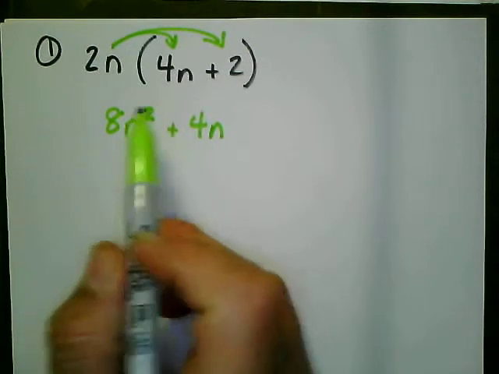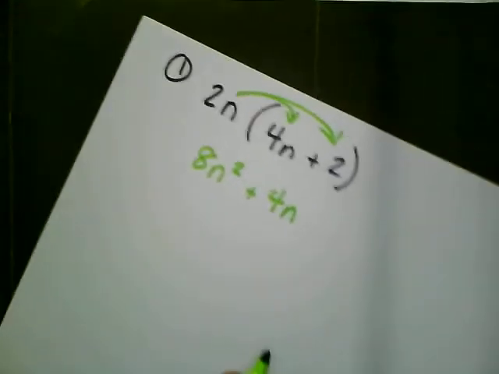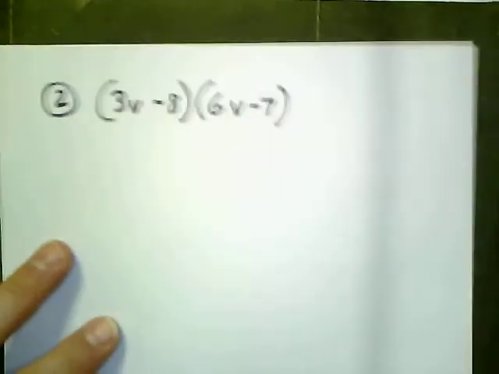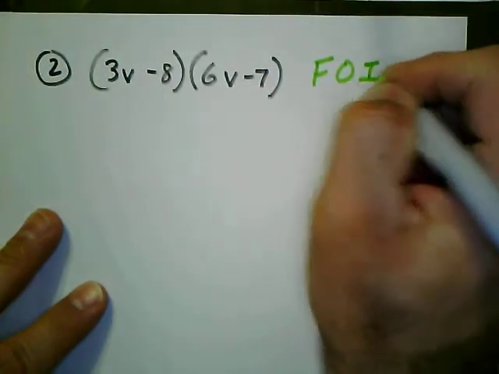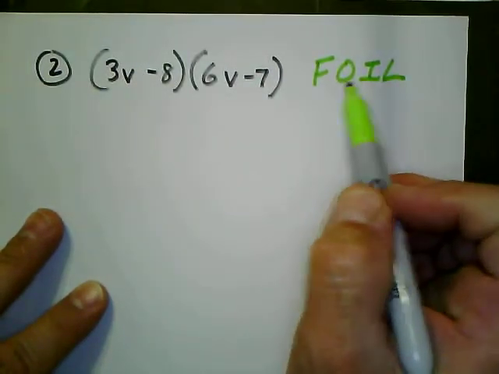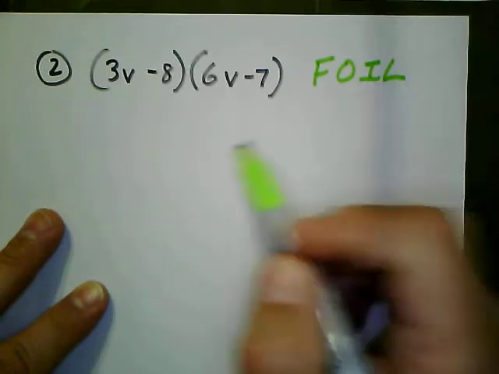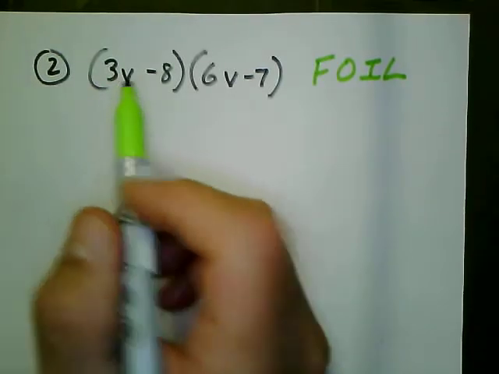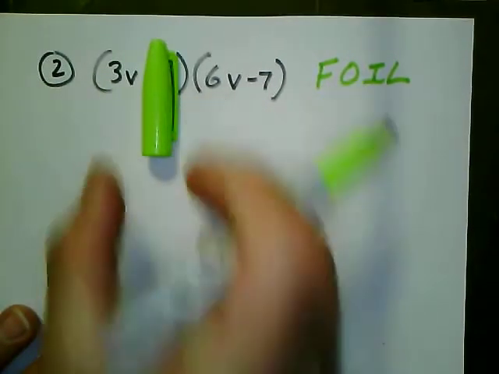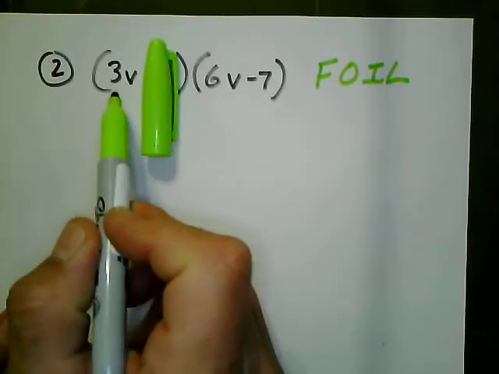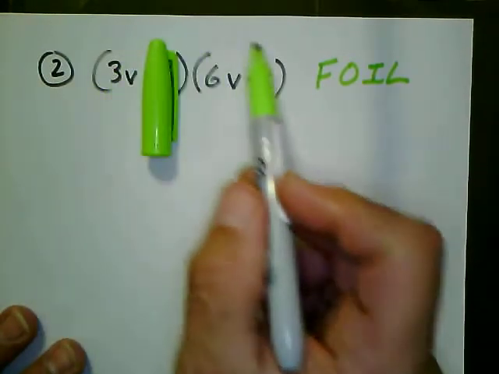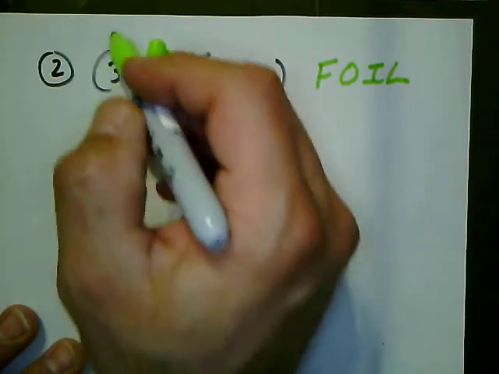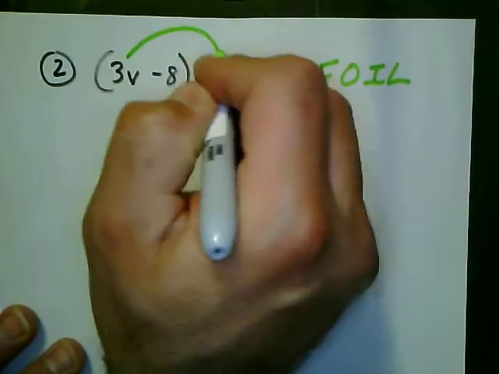Well, that's distribute. What we're going to look at here is a little bit of double distributing, which people like to call the FOIL method. FOIL stands for first, outside, inside, and last, and we'll get to that. So what I want you to do is pretend, I put this cap over it, that that part there is missing. Now it looks like what we just did, where we do the 3v times the 6v, the 3v times the negative 7, and we pretend there.